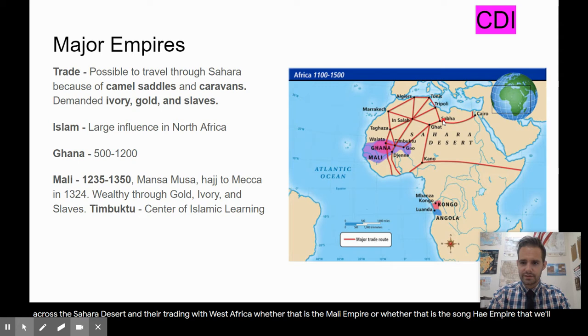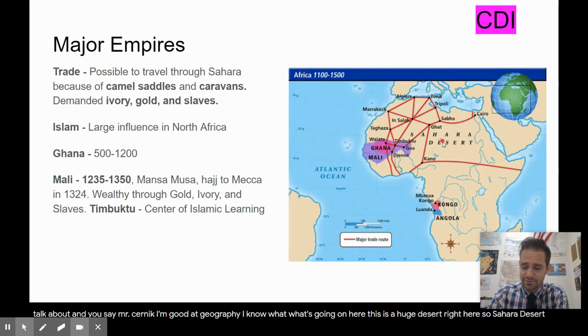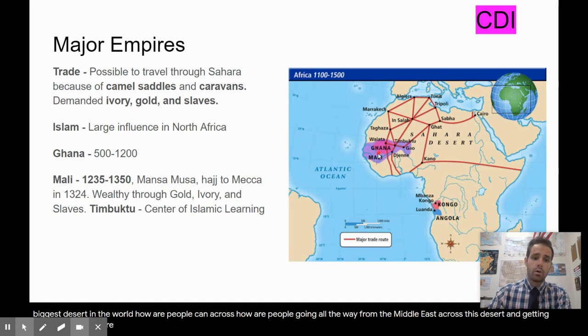Now, you might look at this and you say, Mr. Cernak, I'm good at geography. I know what's going on here. This is a huge desert right here. So Sahara Desert, biggest desert in the world. How are people getting across? How are people going all the way from the Middle East across this desert and getting all the way down here? Well, there's new technology that allows them to do that.